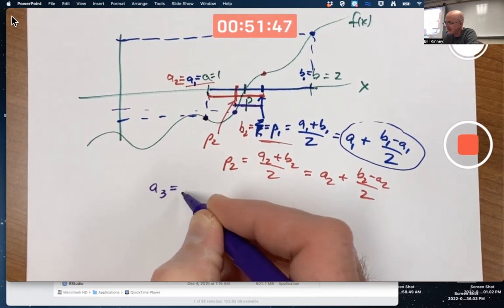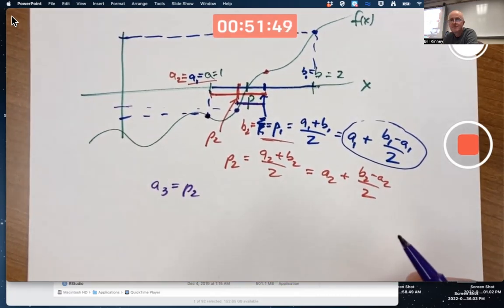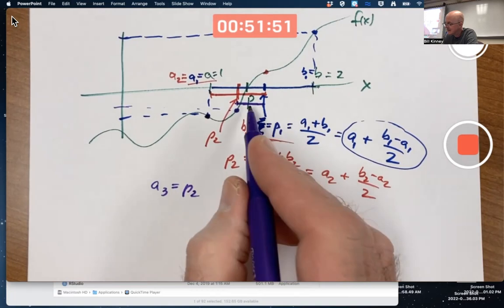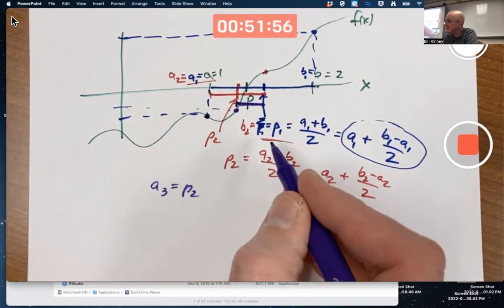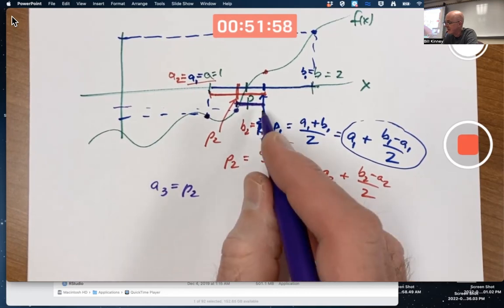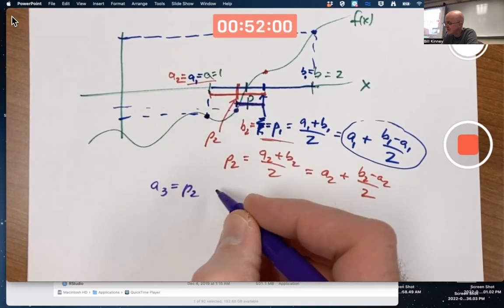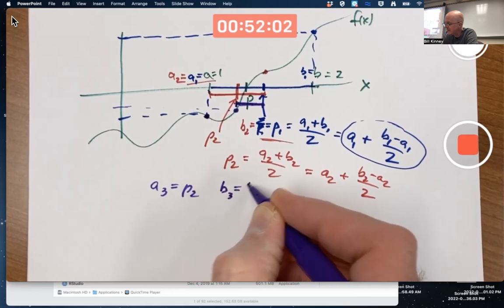A3 becomes P2. This is my next interval here. The left endpoint, A3, is going to be the same as P2. And the right endpoint is going to be the same as B2. B3 equals B2.